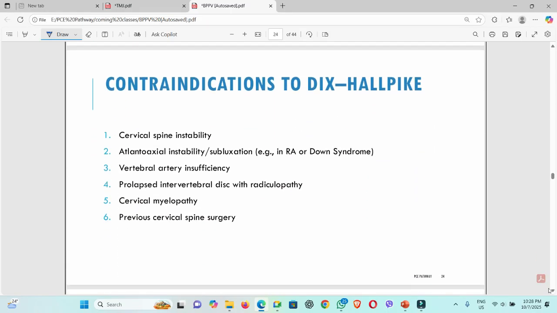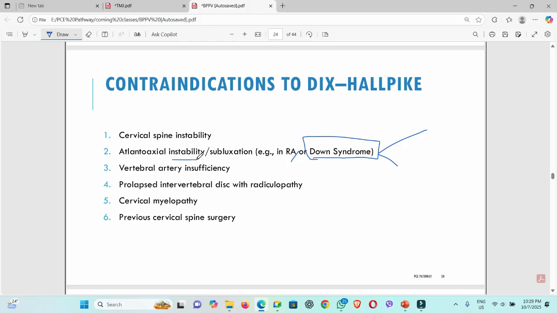So what are the contraindications to Dix-Hallpike? Cervical spine instability, AA instabilities, subluxation in RA, Down syndrome. Guys, did you read Down syndrome? We treat all Down syndrome patients as if they have AA instability until some age.